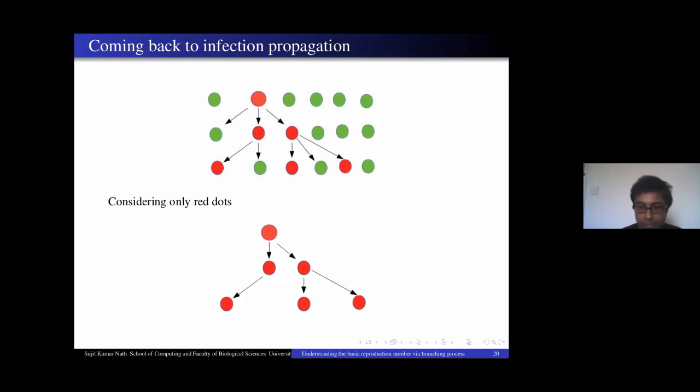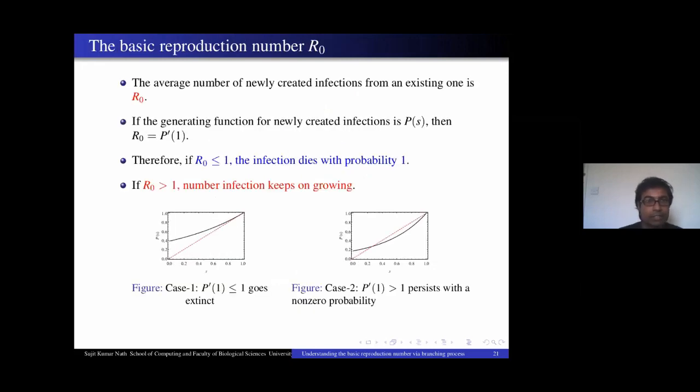So coming back to infection propagation, the same thing happens in infection propagation as well. This is again a branching process, and let's now recall the definition of R naught. It was the average number of newly created infections from an existing one, which is basically the mean number of progenies created by an ancestor, right? So R naught is nothing but the first derivative of the generating function evaluated at 1, which is the mean of the number of offsprings at first generation.